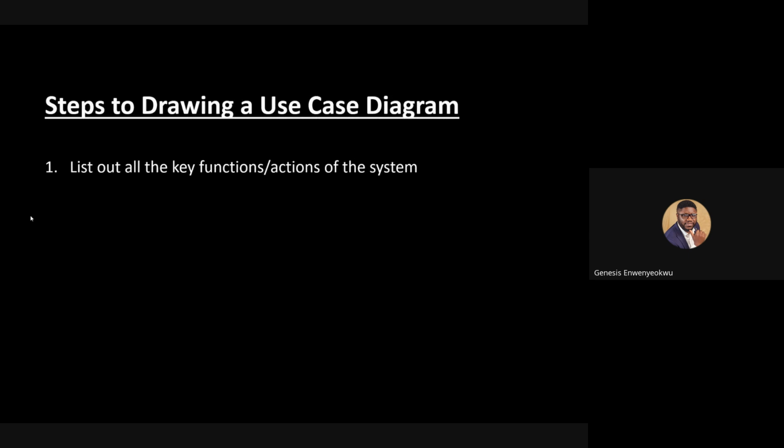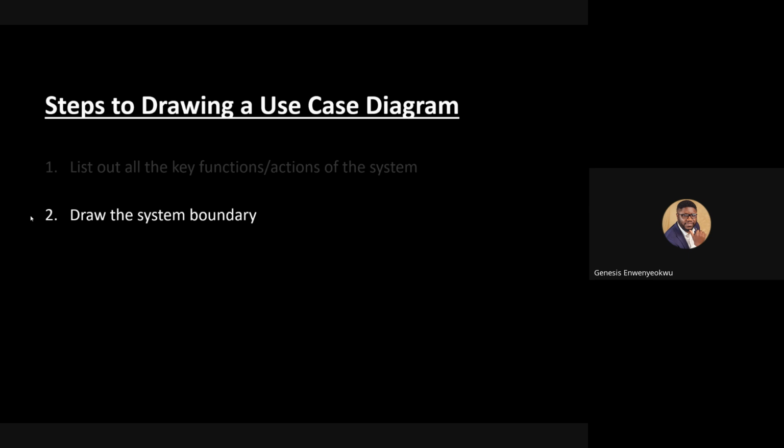Now, how do we draw a use case diagram? I put up these steps to help you as you're starting to learn to draw a system boundary. Number one is for you to list out all the functions and actions on the system. So when you are given a requirement, you should be able to identify the different actions or functions that will be performed on this system. You list everything out. The next one is now for you to draw the system boundary. That big rectangle, you draw it.